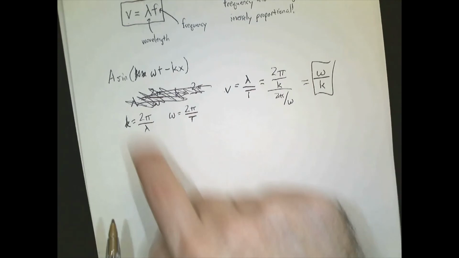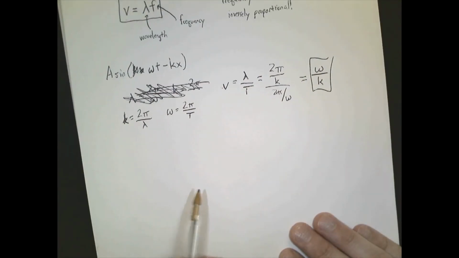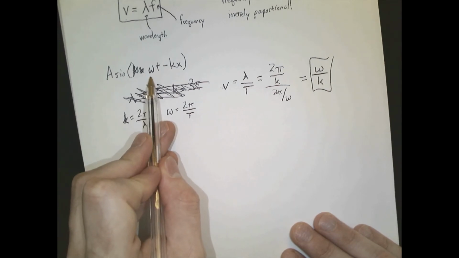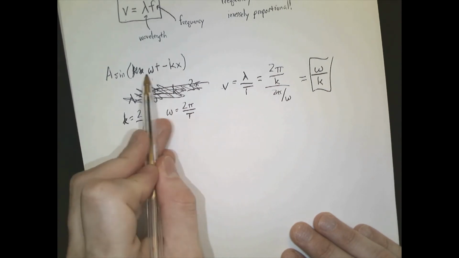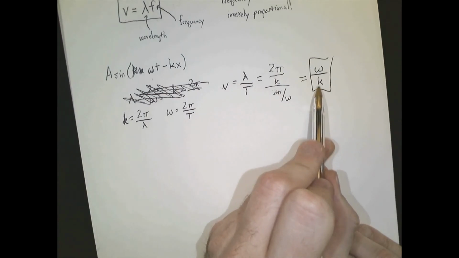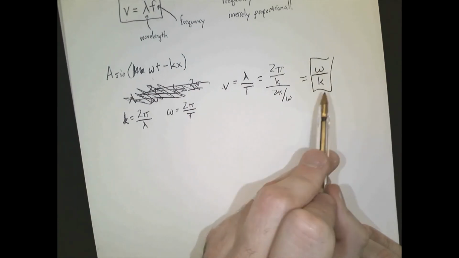So if we have a formula describing what a wave is doing in time and space, we can just use the coefficients of t and x, omega and k respectively, and calculate the wave velocity from the formula by omega over k.